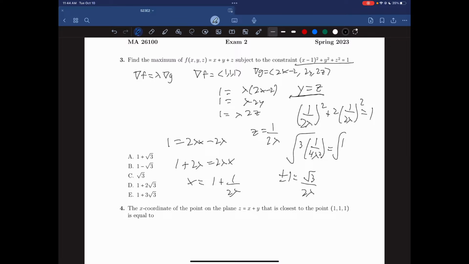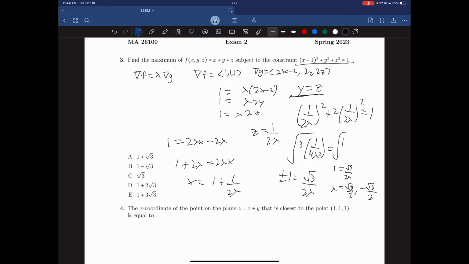So setting our lambda equal to positive 1, we're going to get 1 equals root 3 over 2 lambda. Therefore, lambda equals root 3 over 2. And also, we're just going to write that lambda also equals negative root 3 over 2.